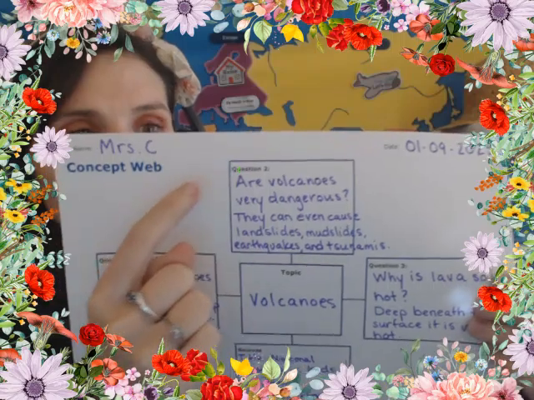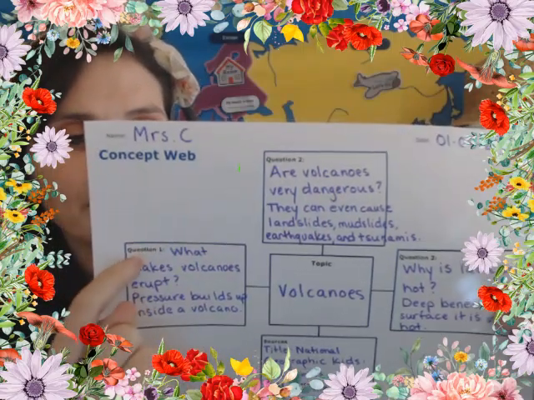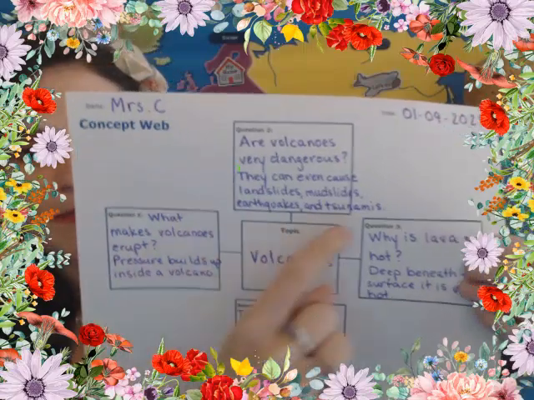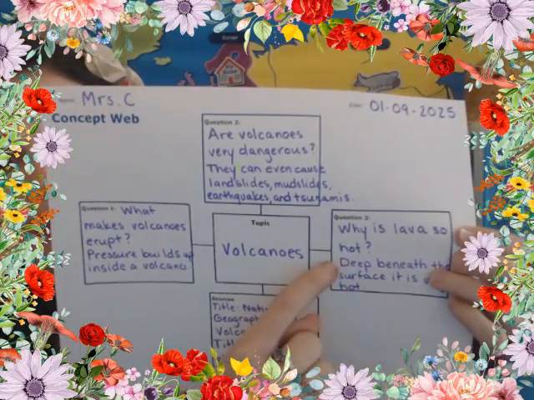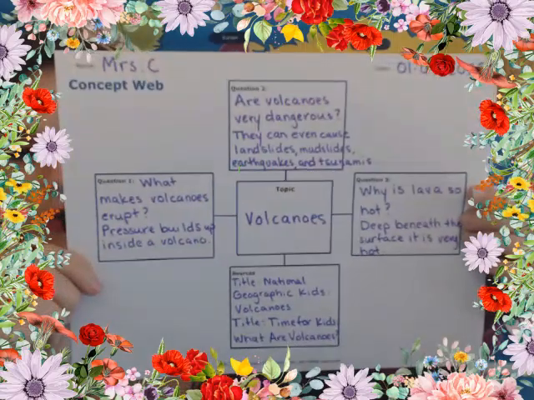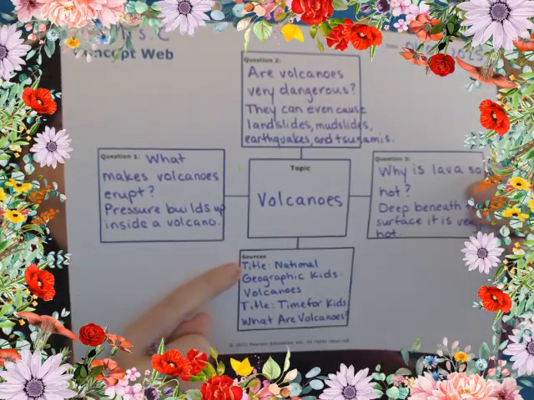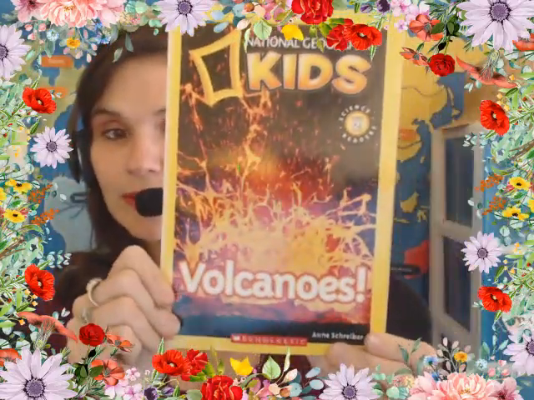So I wrote, are volcanoes very dangerous? What makes volcanoes erupt? Why is lava so hot? Those are my 3 questions. Then I had to figure out where I was going to find the information. So down here I have 2 sources. I have a book, National Geographic Kids Volcanoes. So I read this book for some of my research to get some information.